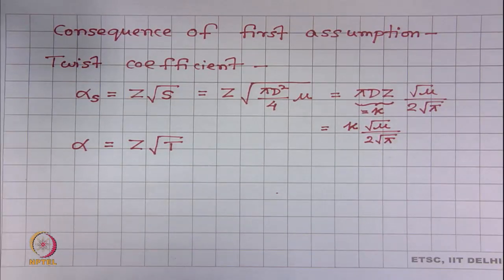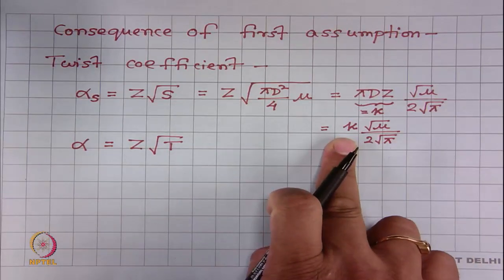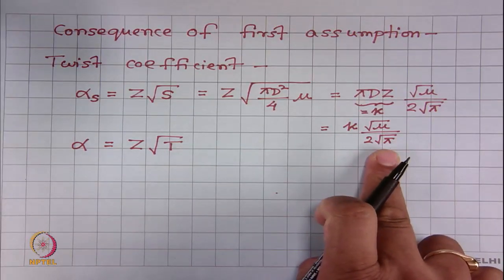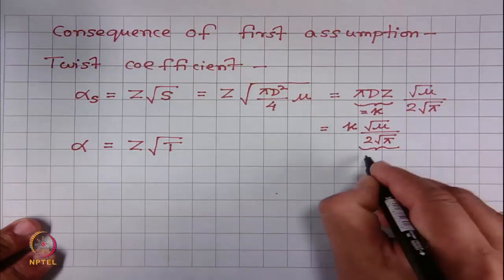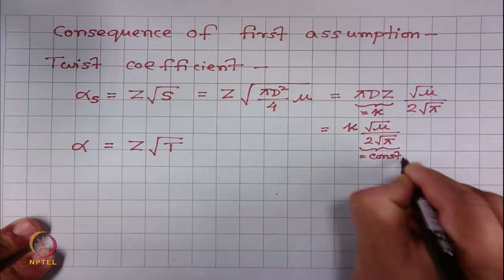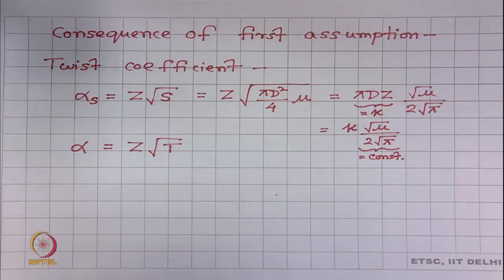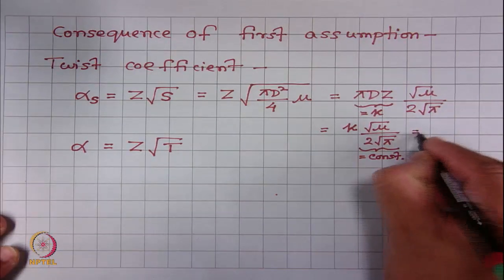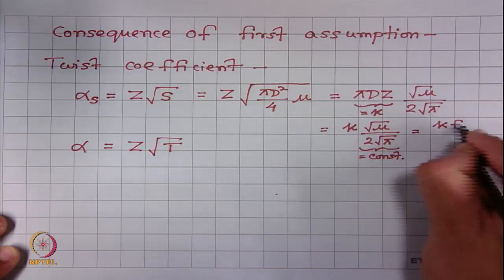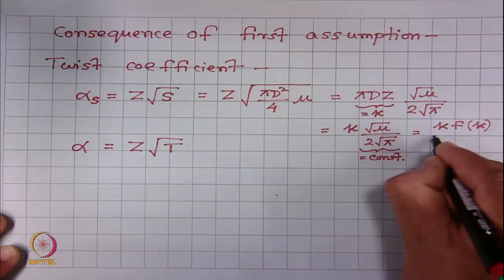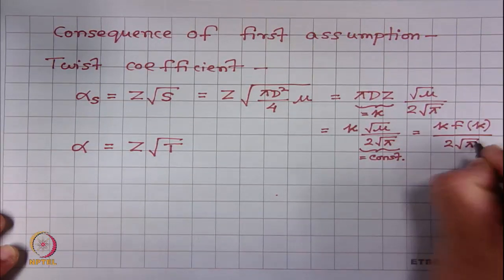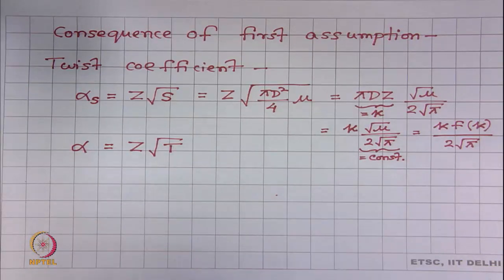Now, look at this carefully. Twist intensity kappa, 2 root over pi, is a constant, right, and root over mu. Now, we assumed packing density is a function of twist intensity only. So, we can write alpha_s as a function of kappa over 2 root pi. This function f is right now unknown, okay. So, this was related to the twist coefficient alpha_s.